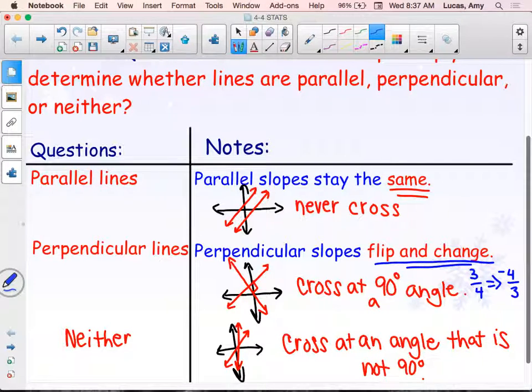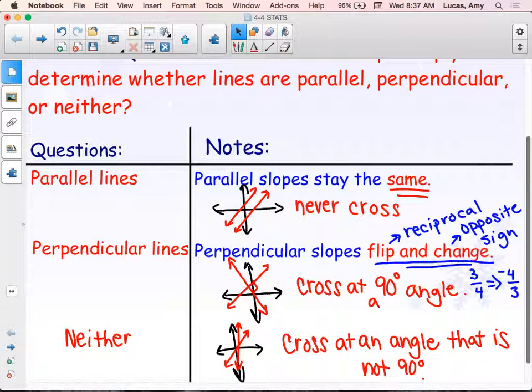So flip means that the fraction flips. It's a reciprocal. And change means the opposite sign. So flip means reciprocal, and change means opposite sign. So two things are happening with these perpendicular slopes. The fraction flips and the sign changes if your lines are perpendicular.